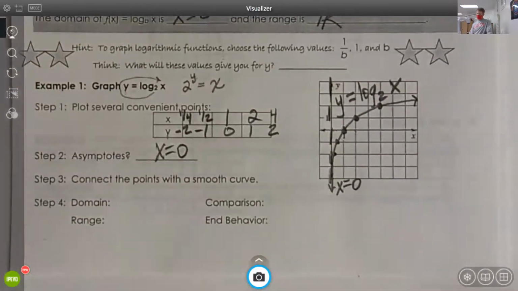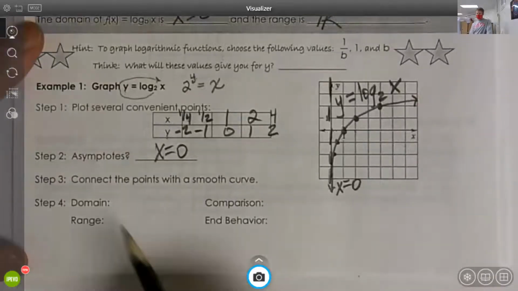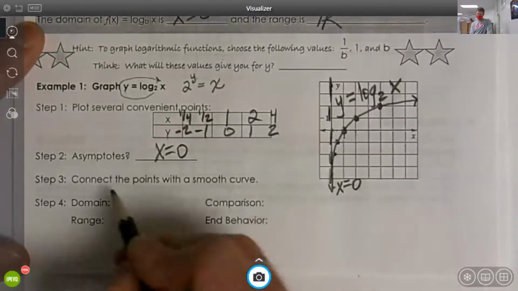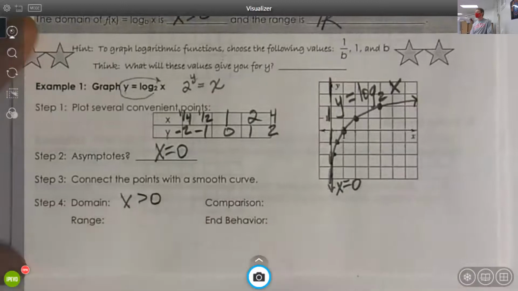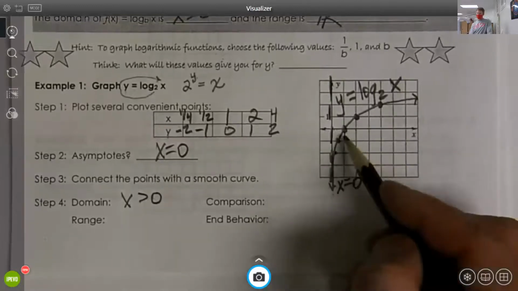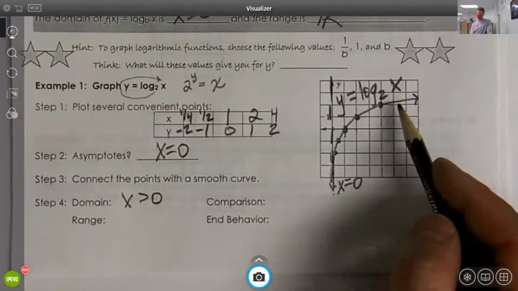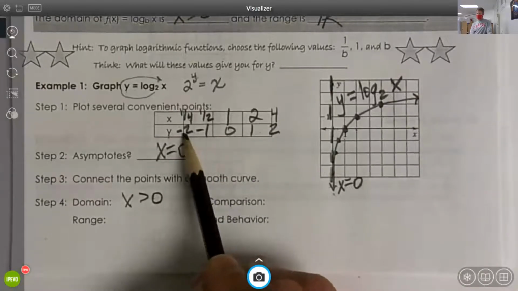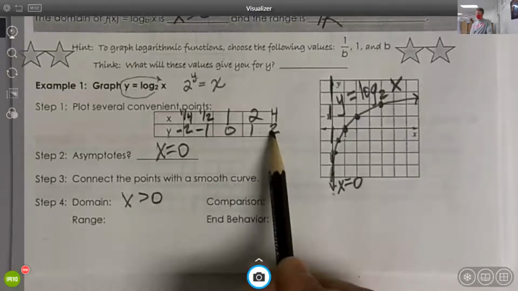We connected all those points. We wrote our equation. We know that the domain is going from the y-axis and out. So wherever x is greater than 0. That's the domain. And the range goes down forever. And it does slowly but surely go up forever. You can look at the y values. You see that they go down. And you see that they go up.